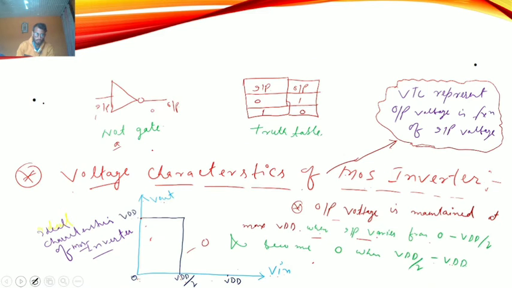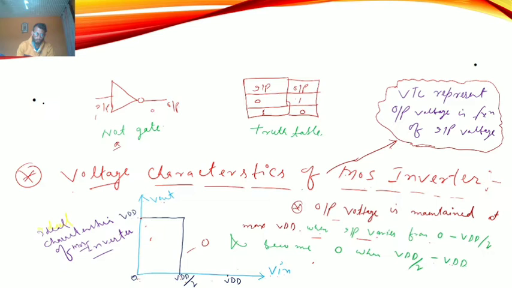So in this slide, this is the symbol of NOT gate. It has only one input and one output. When we give the input 0 in the truth table, we get the output 1, and when we give the input 1, we get the output 0.